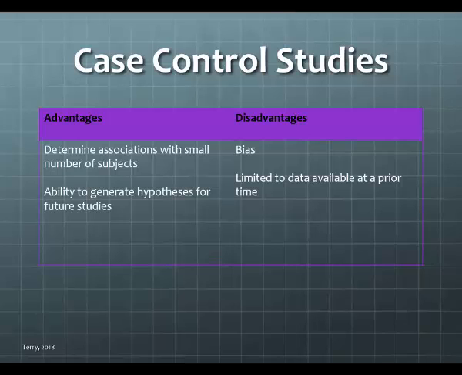Another limitation is that because case control studies are usually retrospective, one is limited to data available at a prior time. So often data on interesting variables were not thought to be important and not collected a lot of times.